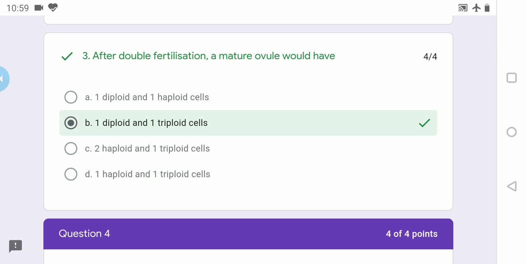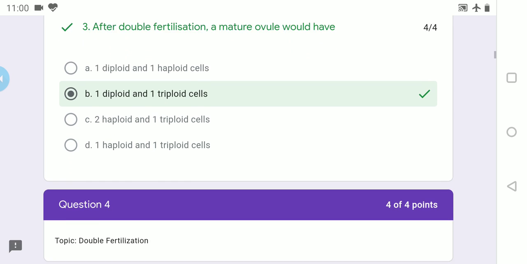If you observe the fertilized embryo sac in the diagram, you can identify that it contains one diploid cell, that means the zygote, which is 2n, and one triploid cell, the primary endosperm cell, PEC, which consists of the primary endosperm nucleus, that is 3n. So 2n is diploid, 3n means triploid. Is it clear? Now you can identify the right answer. Yes, option D is the right answer.